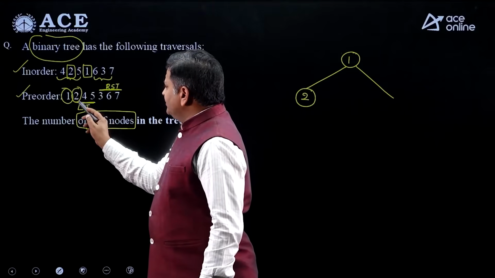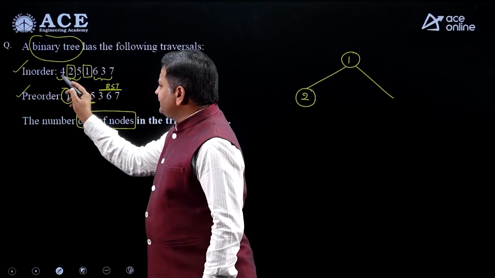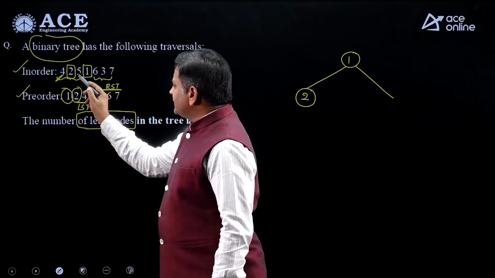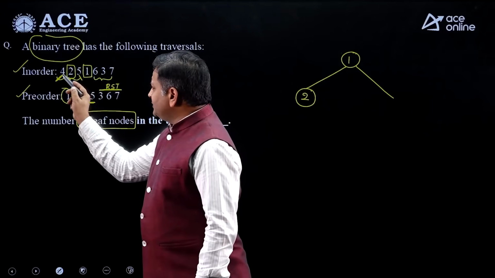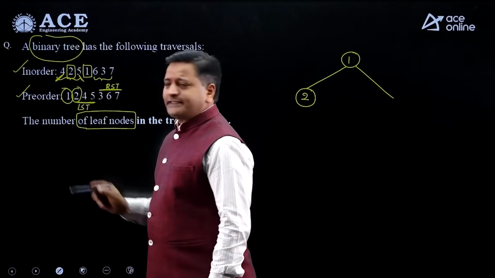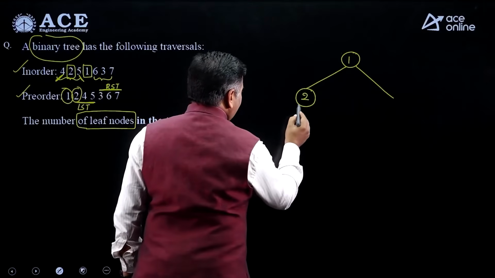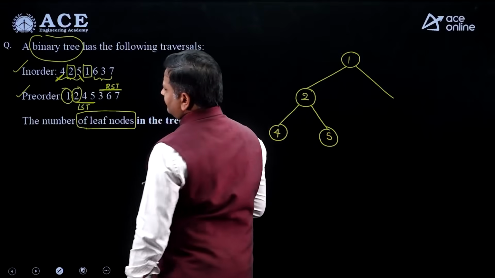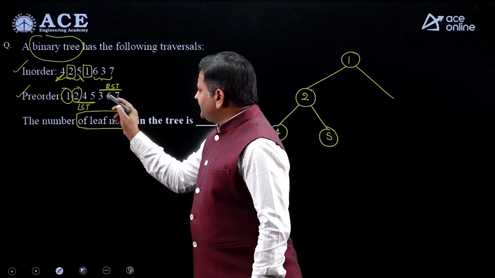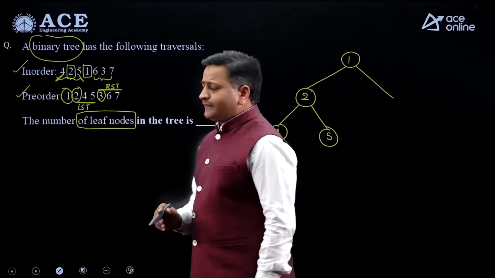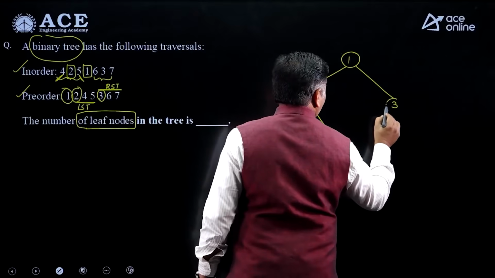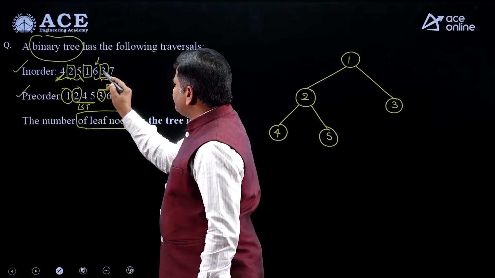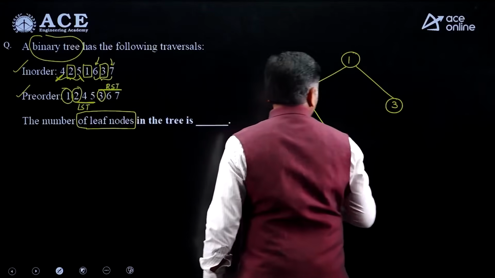If I identify 2 in the in-order traversal, then there are some keys which are preceding 2, and there are some keys which are following 2. Keys which are preceding 2 come under the left subtree, keys which are following 2 come under the right subtree. So we can clearly understand that the left subtree contains key 4 and the right subtree contains key 5. Similarly for the right subtree, pick up the first key of the pre-order sequence and create a node of it. Identify that key in the in-order traversal. Then 6 comes under the left subtree of 3 and 7 comes under the right subtree of 3.